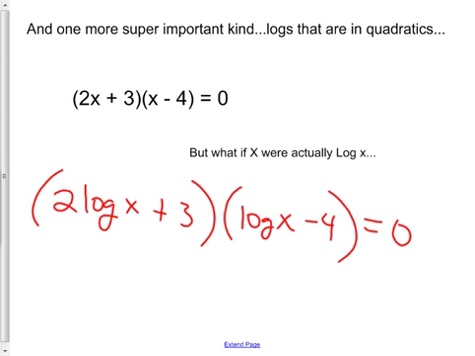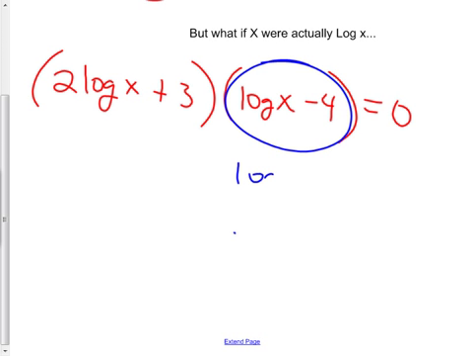Okay, now, in quadratics, we just said a second ago that we could just set this equal to 0 and find out that x was 4. Well, that means I can take this and set it equal to 0. Underneath it, please write log x minus 4 equals 0.